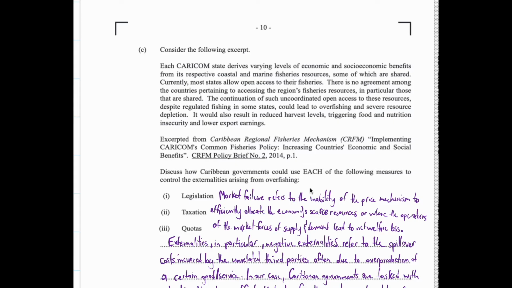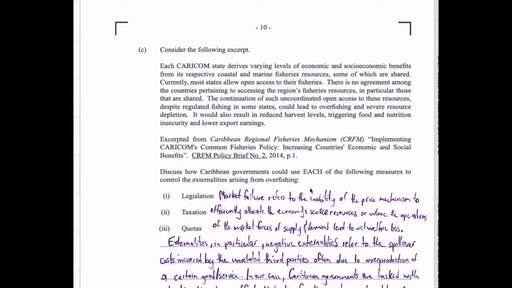So right here they want us to talk about legislation, taxation, and quotas. Okay, so for me, whenever I do these questions, you always have to bring out as much economic concepts as possible. So we're not gonna just talk about externalities. We're also gonna relate it to market failure because we're looking at the open access, which is also a cause of market failure.